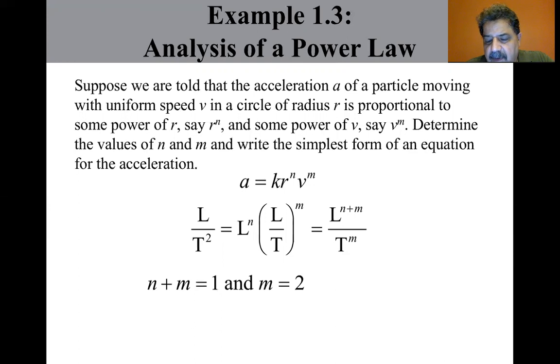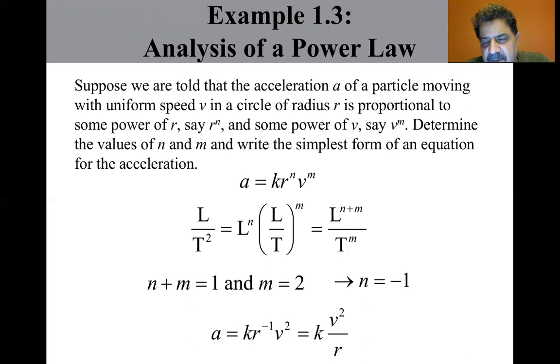So solve the two equations for n plus m equals 1 and m equals 2. Let's see, write the acceleration expression. Okay, I'm sorry, n equals -1. We write the acceleration expression. A equals k r to the -1 v squared. A equals k v squared over r.